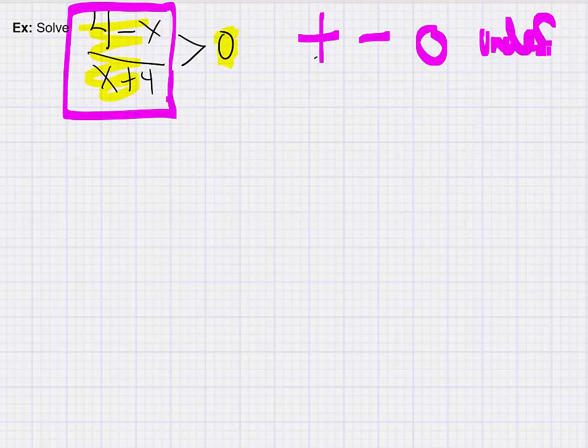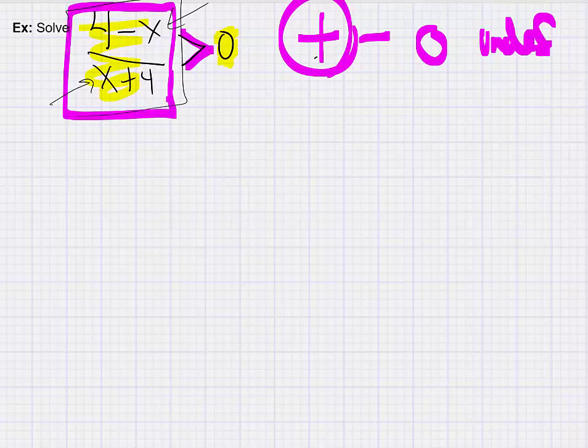Okay? We want it to be greater than 0, which means positive. So that's what we're looking for. We're trying to figure out what x we could plug into here that makes this side positive, bigger than 0. So what we're going to do is figure out when is it 0, when is it undefined, then that'll help us figure out when is it positive and when is it negative, and we're looking for this one.